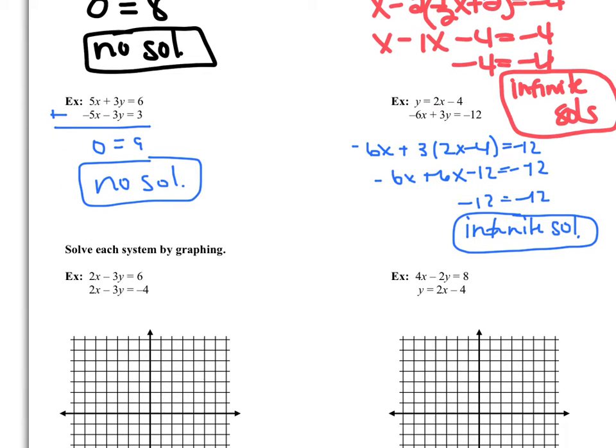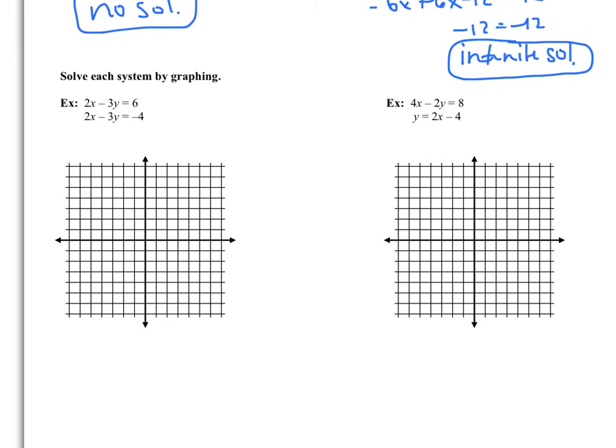Over here, you could eliminate if you wanted to, but you'd have to bring your y over and then multiply your top equation to make them match. Or, since y is already isolated, you can replace y here with 2x minus 4. So I substituted. So then you're distributing 3 to both 2x and -4. Then your -6x plus -6x goes away, and then -12 equals -12. Since that's true, we're going to say infinite solutions.